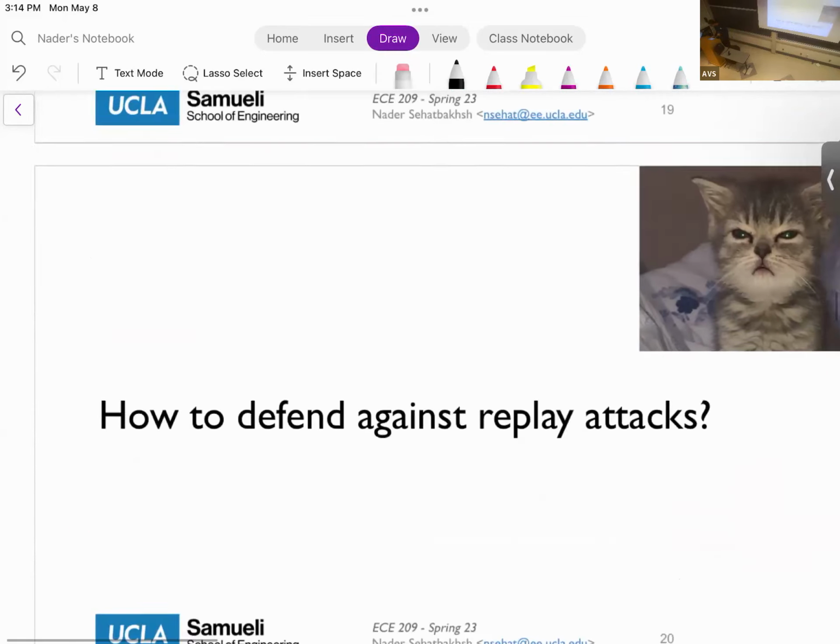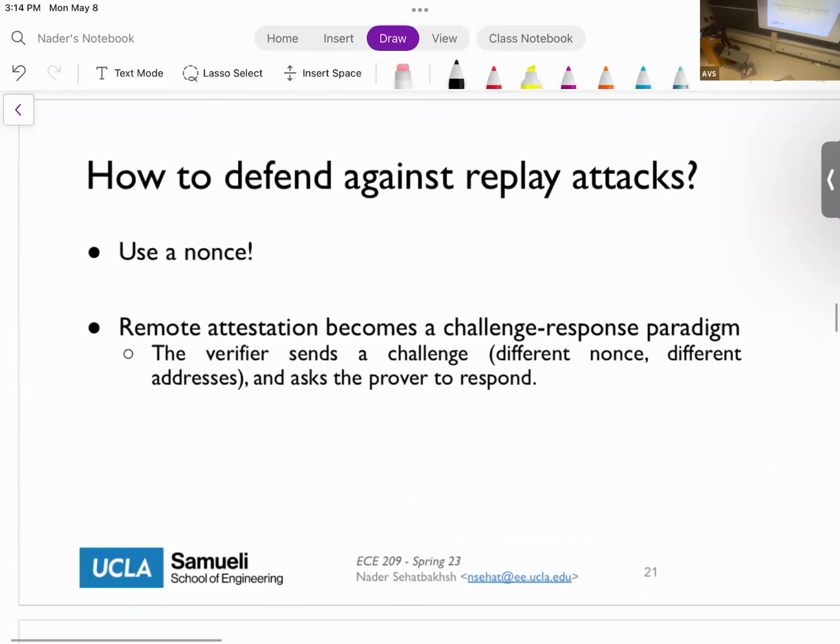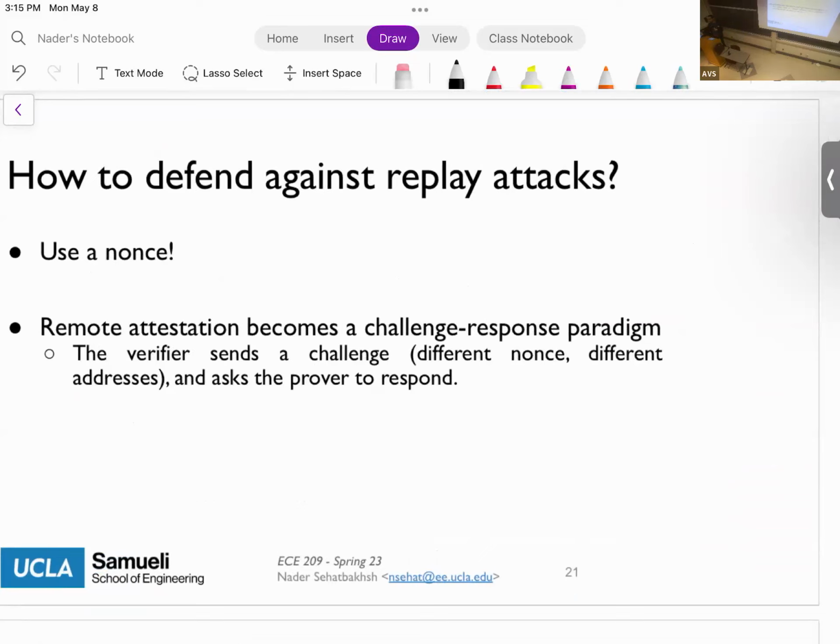For the first one, we're going to use a nonce. To avoid replay attacks, we're going to make sure that no two attestations result in the same output. If we make sure about that, then an older value is no longer valid. Okay. So in other words, we are creating what we call a challenge response paradigm.